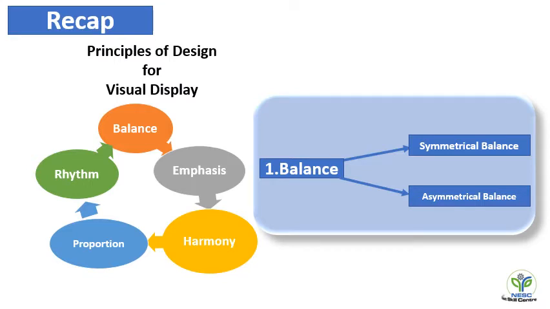So let's see what we have learned so far. We have already discussed the 5 principles of design, which are balance, emphasis, harmony, proportion and rhythm. Balance is the principle of design which has equal visual weight. Balance is of two types, symmetrical balance and asymmetrical balance.